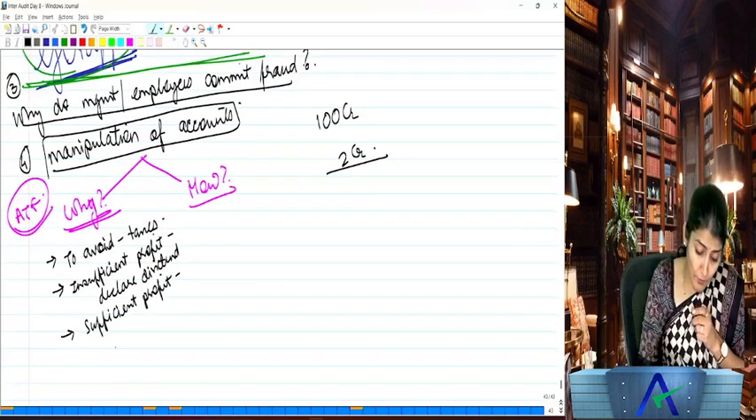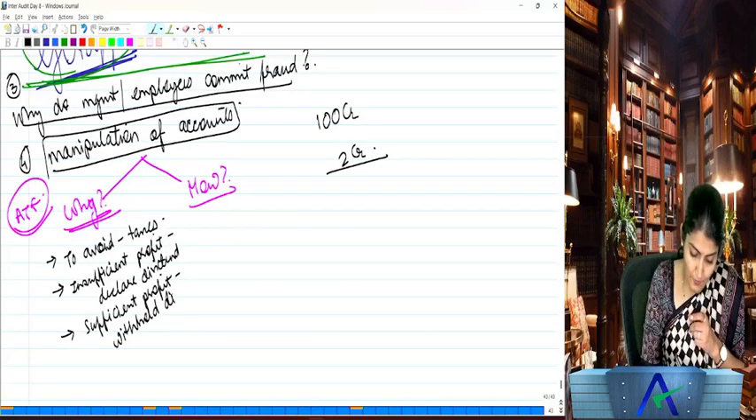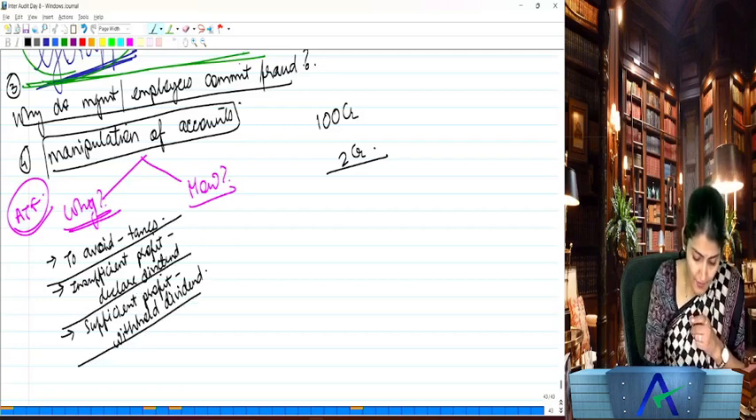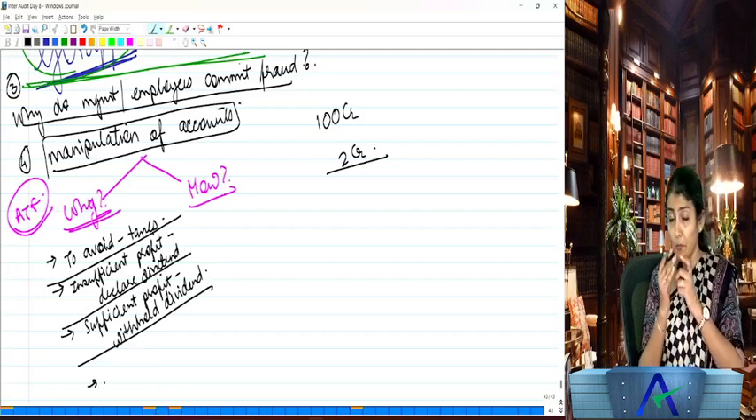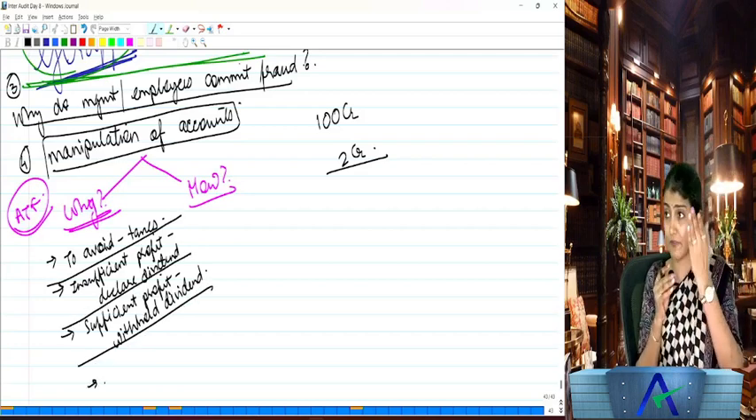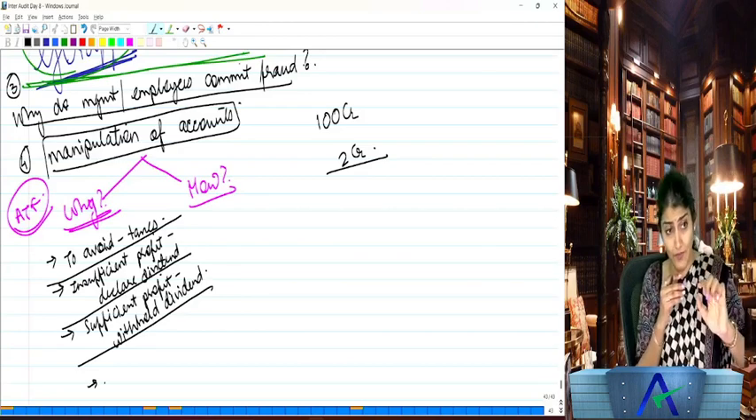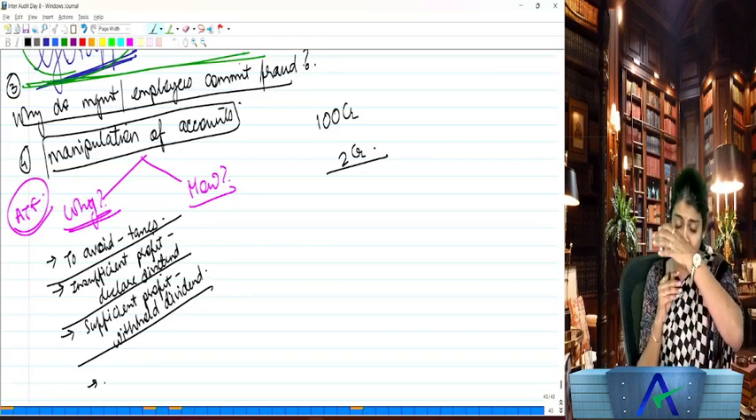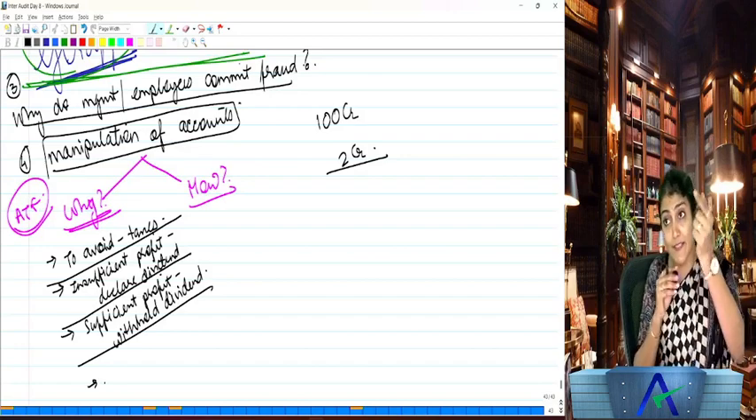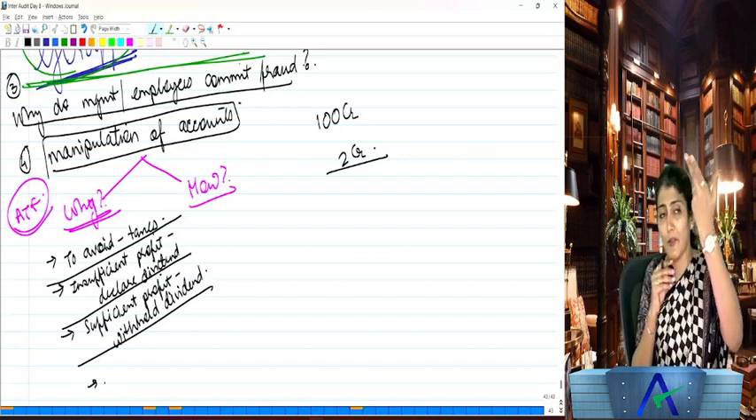Yes, but now they want to withhold the declaration of the dividend. Are you understanding that? One, to avoid the incidence of taxes. Second, there is insufficient profit. So will you be able to pay dividend? No, but they still want to pay the dividend. So obviously they will manipulate.